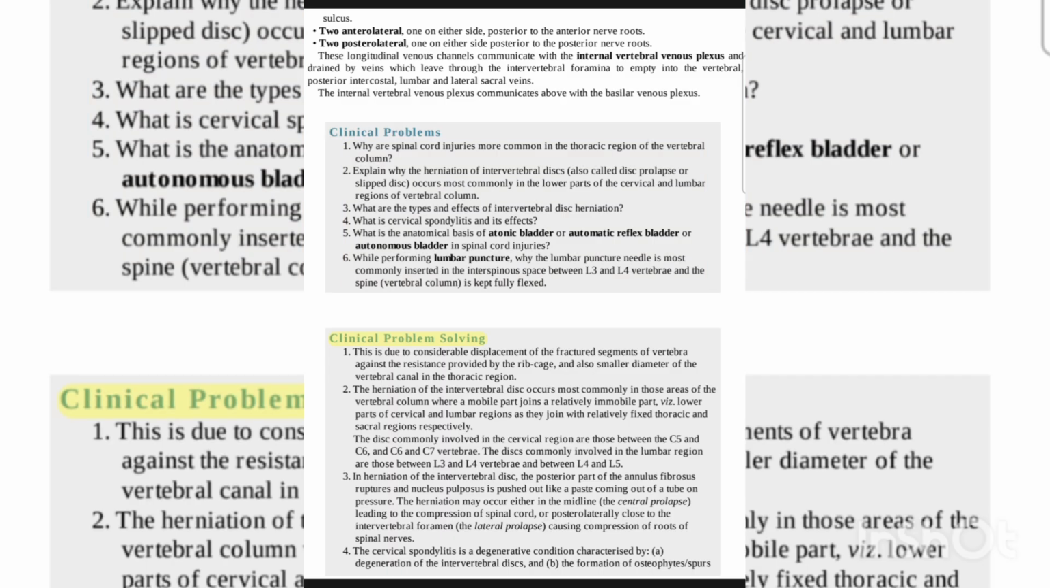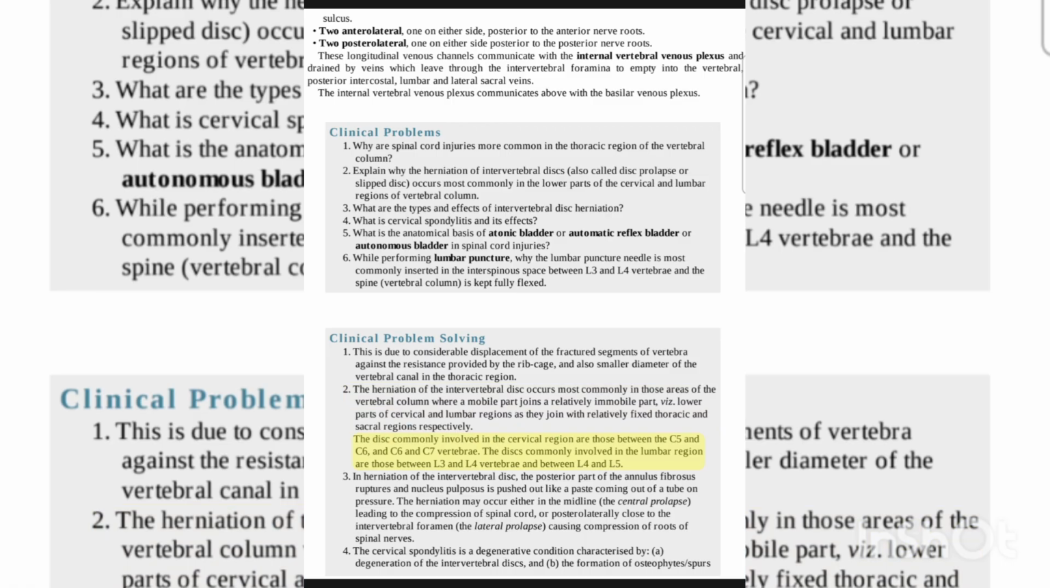Clinical problem solving. 1. This is due to considerable displacement of the fractured segments of vertebra against the resistance provided by the rib cage, and also smaller diameter of the vertebral canal in the thoracic region. 2. The herniation of the intervertebral disc occurs most commonly in those areas of the vertebral column where a mobile part joins a relatively immobile part, viz. lower parts of cervical and lumbar regions as they join with relatively fixed thoracic and sacral regions respectively.